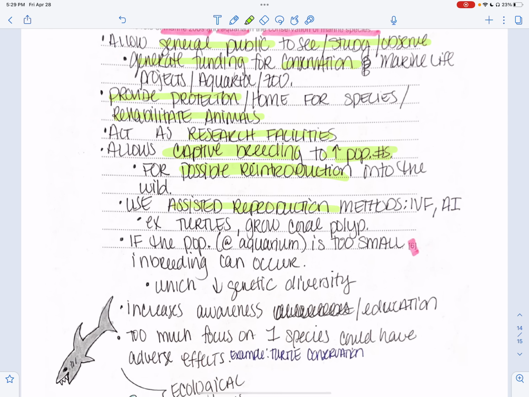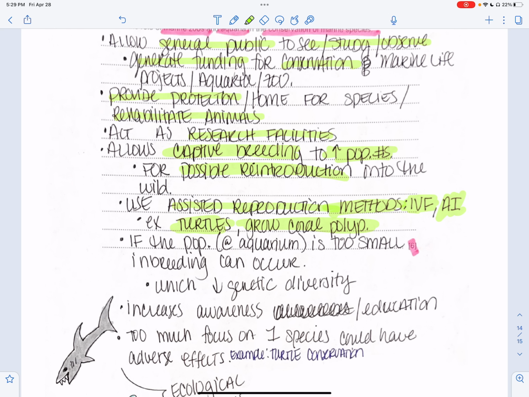They use assisted reproduction methods, referencing intrauterine fertilization. Nope, that's intrauterine. This is IVF. So in vitro fertilization, not IUF. In vitro fertilization and artificial insemination. Turtles may have that reintroduction into the wild for captive breeding, possibly. Coral polyps may be grown this way. Obviously not through artificial insemination or in vitro fertilization, but they do try and breed coral polyps. Some places do, and then they'll reestablish them into a reef.